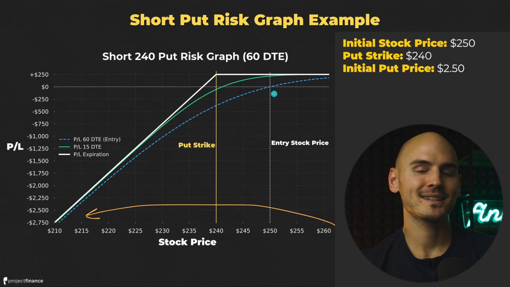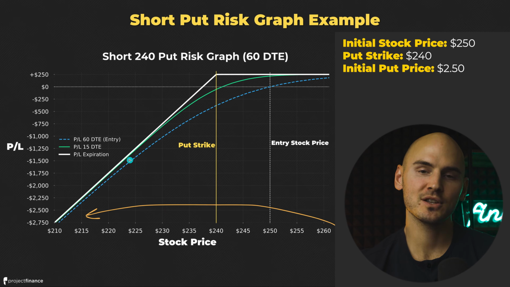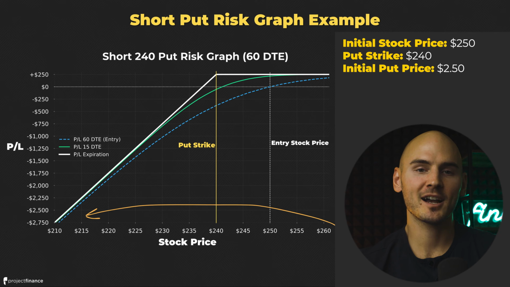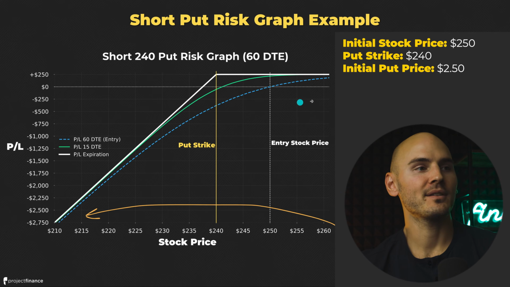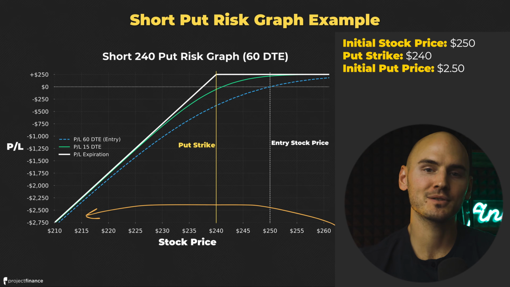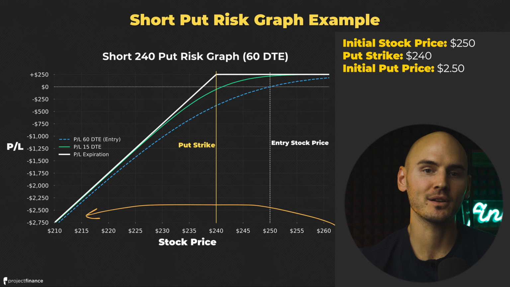However, if the stock price decreases significantly over the trade period, we can see that I have big loss potential to the downside, and the losses will continue to grow as the stock price falls further and further below the strike price of the put. The worst case scenario is to see the stock price go to zero, at which point the put option will be worth its strike price, which in this example is $240. So if I short this put option for $2.50, the worst case scenario is that the stock price goes to zero, in which case this put option will be worth $240. And that would obviously be a gigantic loss.